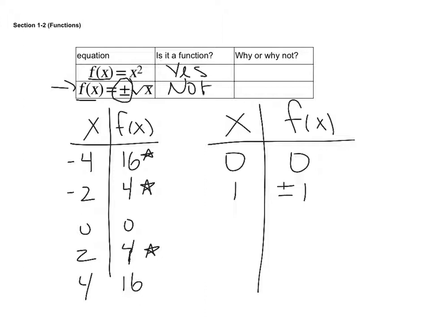Now, I made a mistake here. Because this is not a function, I can't use the notation f of x. That is illegal. You can't do it. If it's a function, you can use it. If it's not, you can't use it. So don't get in the habit of using f of x in place of y unless that relationship or that equation represents a function.